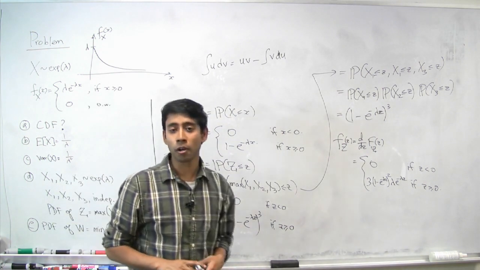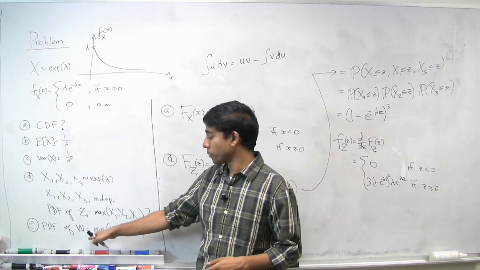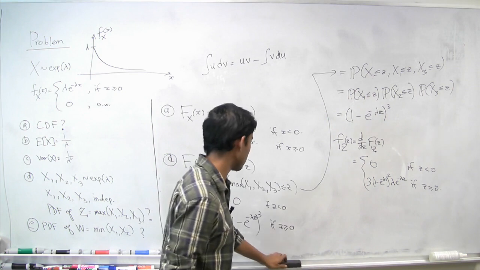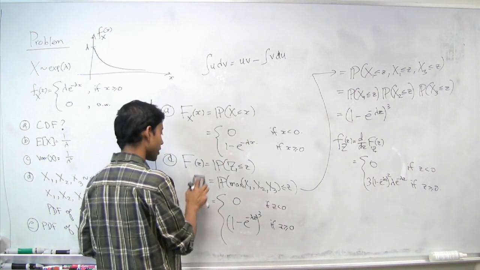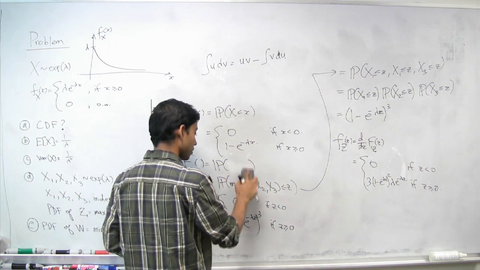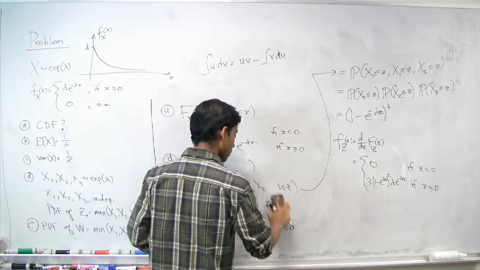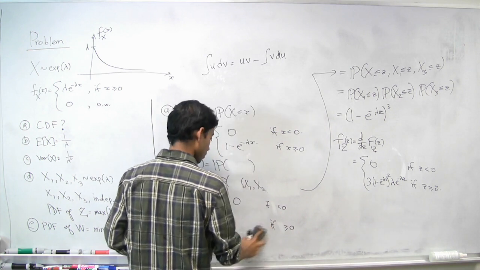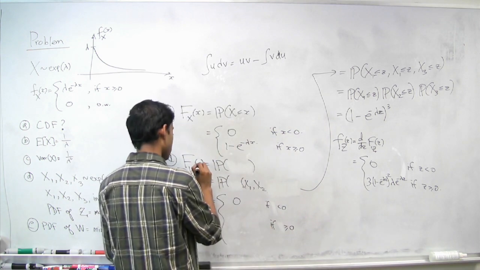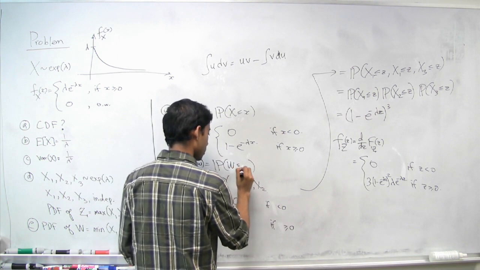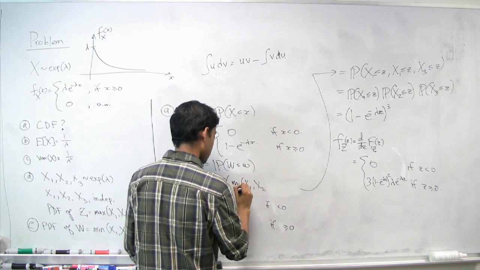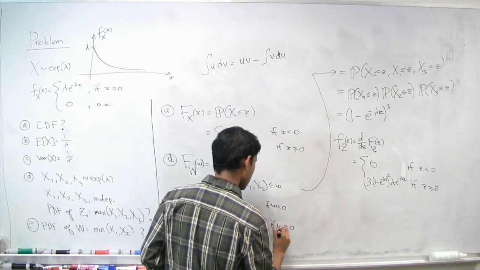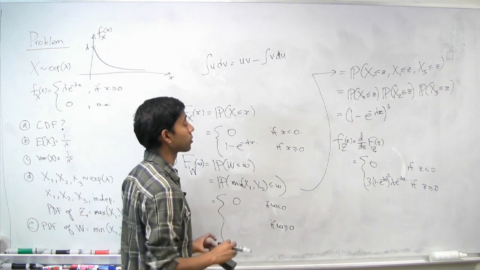Okay, so last problem. We're looking for the PDF of w, which is the min of x1 and x2. So let's try a similar approach. Try the same thing, actually. See if it works. The CDF of w, the probability that the min is less than or equal to w. Okay, so let's see if this works.